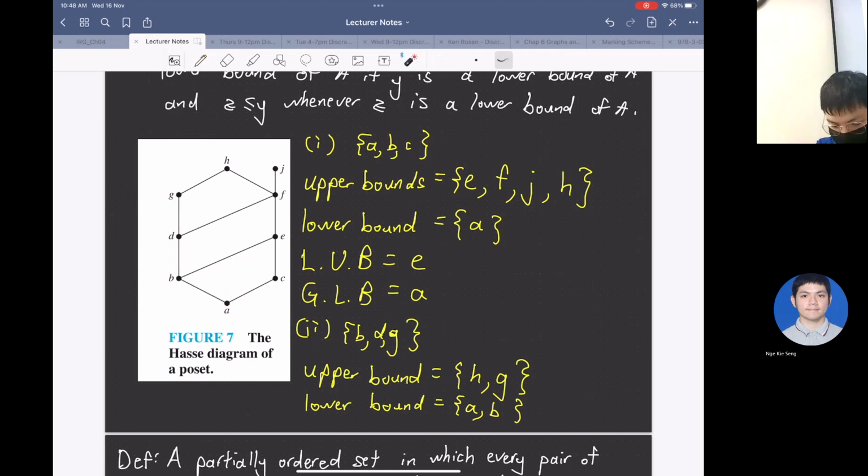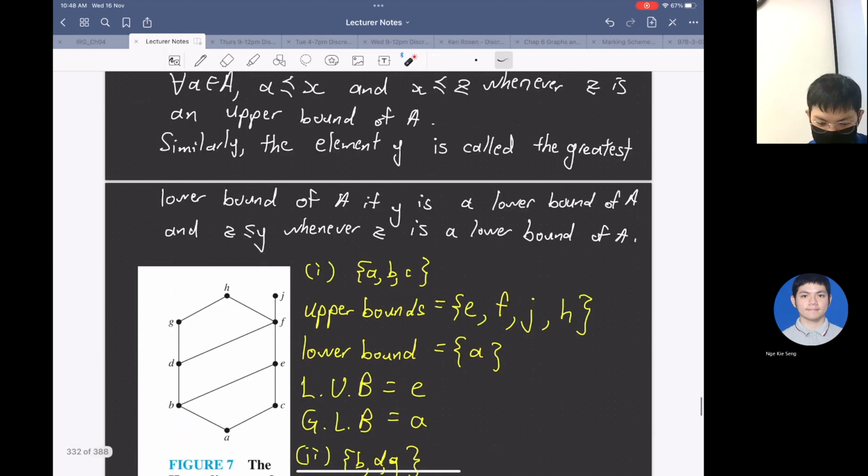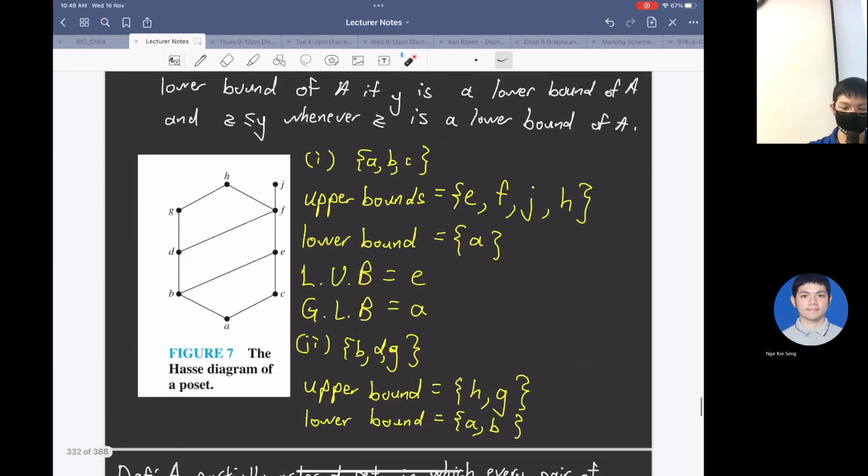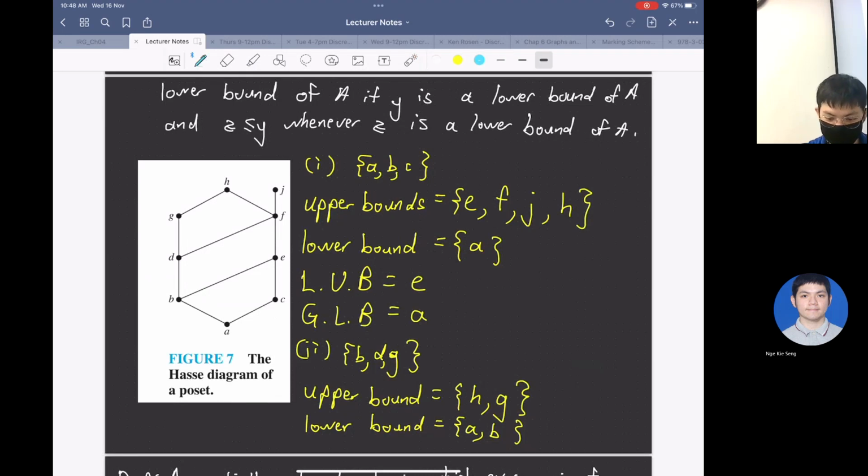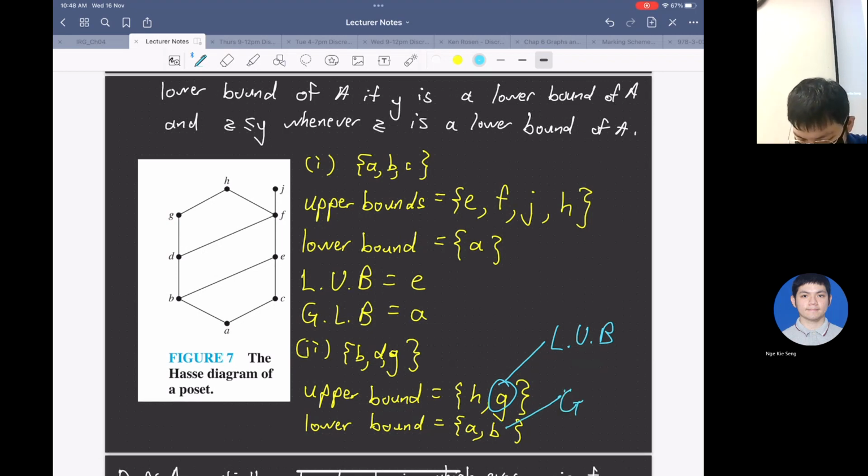So which one is the least upper bound? G. Yes, G is the least upper bound. How about the greatest lower bound? B. So the least upper bound is G and the greatest lower bound is B. Okay, so as an exercise, you can go work out and try different subsets.